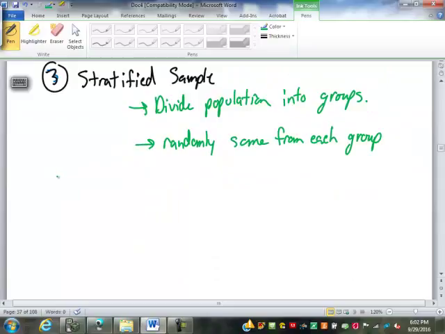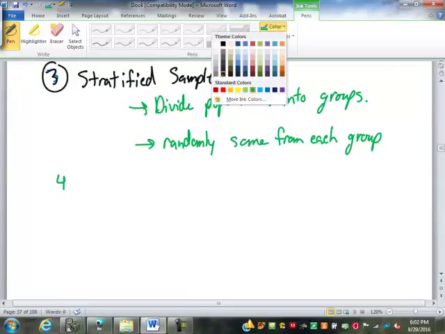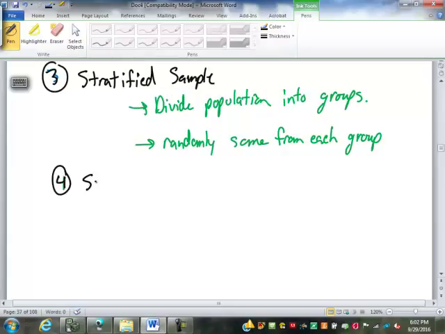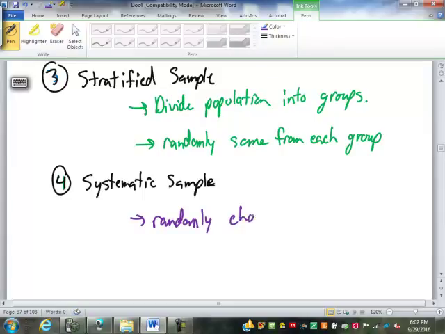I might have a systematic sample. Systematic sample, I randomly choose a starting point. And then the system does the rest.